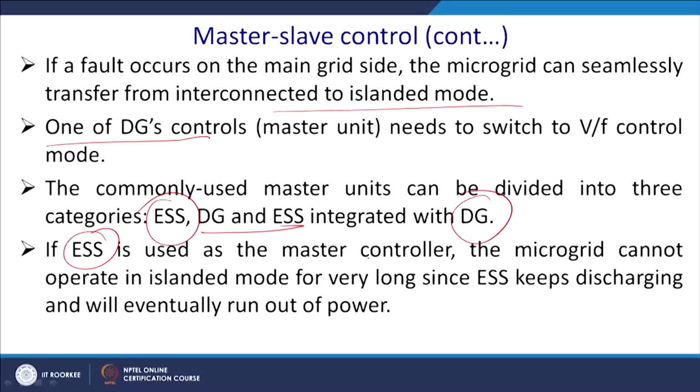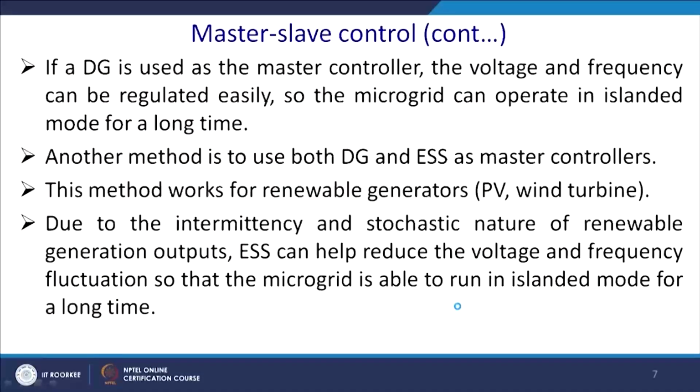If ESS is used as a master controller, the microgrid cannot operate in islanding mode for a very long time, since the ESS keeps discharging and eventually it will go out of power, unless you have excess DG generation to support you. If DG, distributed generation, is used as the master controller, the voltage and frequency can be regulated easily. So, the microgrid can operate in the islanding mode for a long time, but there is only one catch, the availability of this DG power.